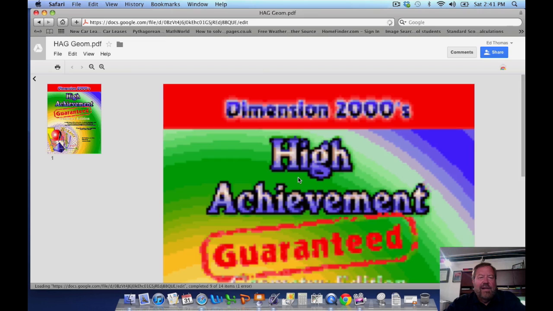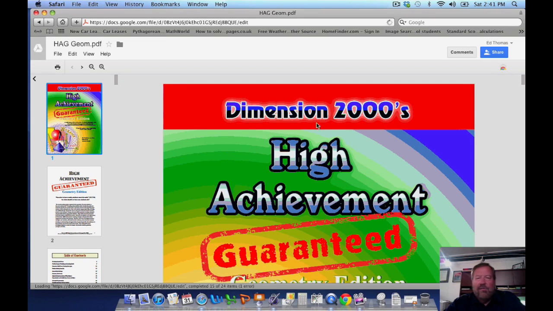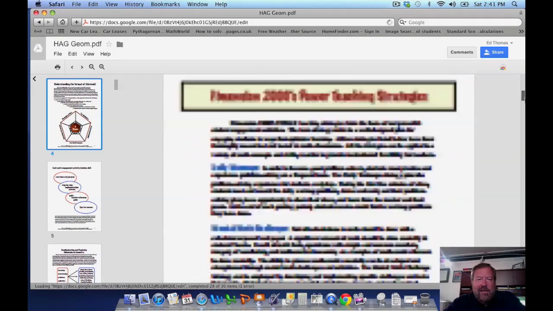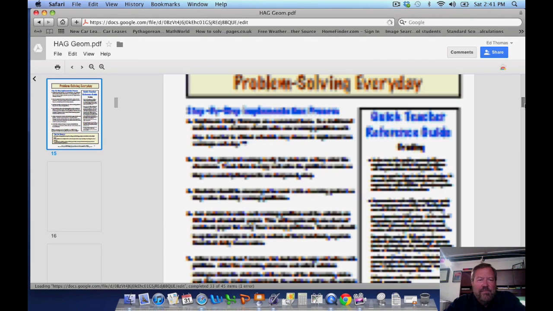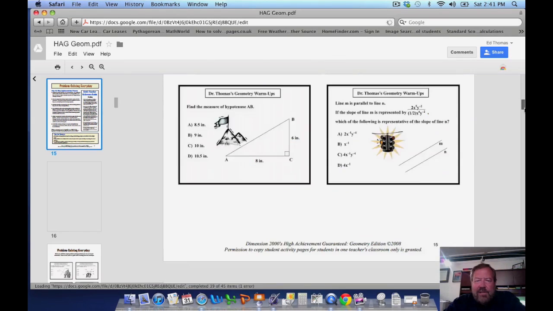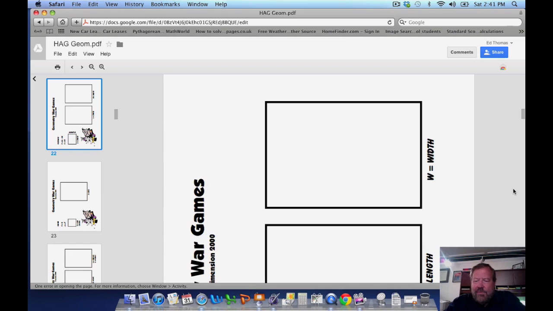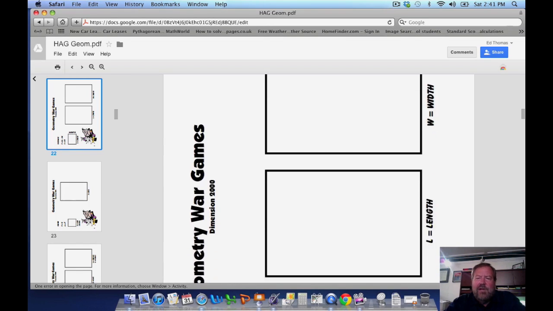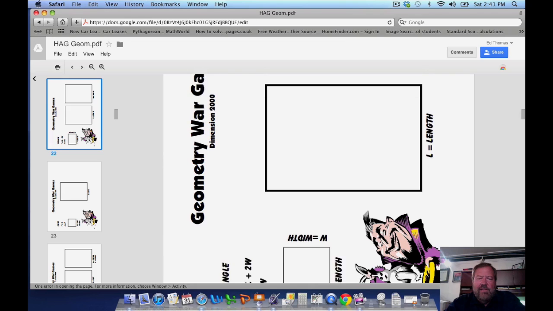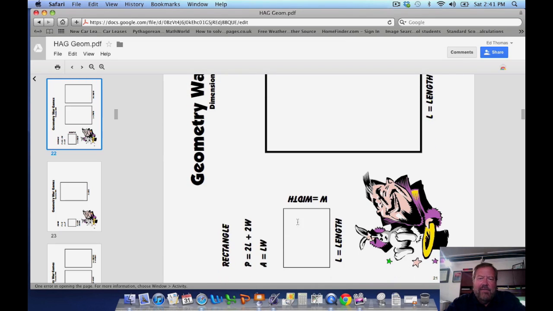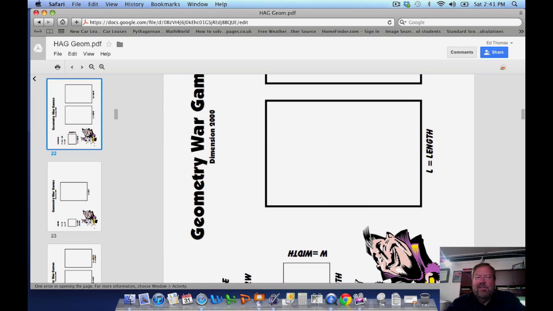So that's loading right now, and here's the book right here, and it has a lot of great strategies and teaching ideas in here. I'm going to bounce down to a page here in particular, which is kind of neat. I think you'll enjoy this one right here. We actually developed some geometry games, geometry word games, and what we do here, this is actually a game template you can print and give to your students. It provides the perimeter formula and the area formula for a rectangle, and it actually turns out to be a card game.